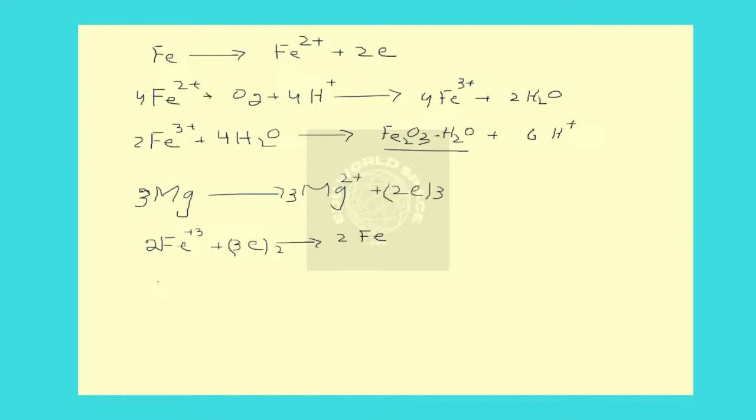In case of magnesium, when magnesium is oxidized and releases 2 electrons, the electrons are gained by the oxygen and it forms water molecules. So when magnesium is present, we will find the iron in the reduced form and there will be no corrosion of iron. This is called cathodic protection.